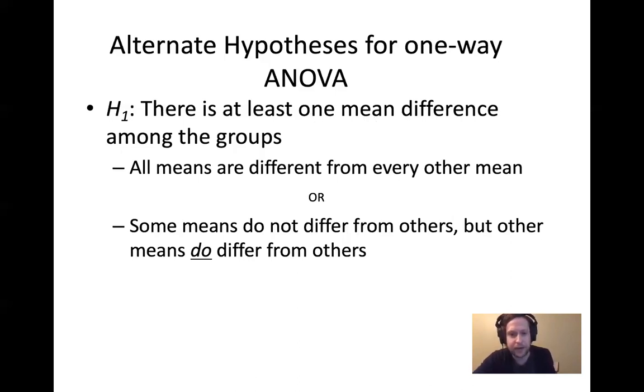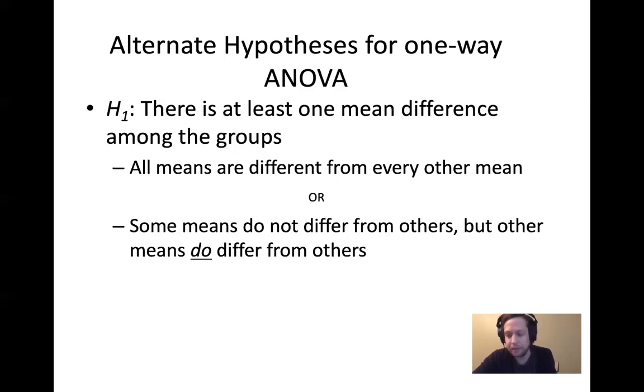A common mistake for undergraduates is to think that the research hypothesis is mu1 does not equal mu2, which does not equal mu3. That is wrong. That is one possible scenario that supports the research hypothesis, when none of the means are equal to each other. But more generally, the research hypothesis is there is at least one mean difference among the groups.